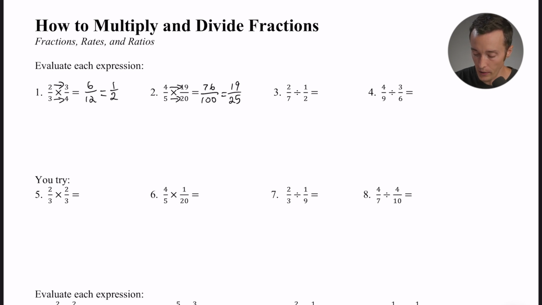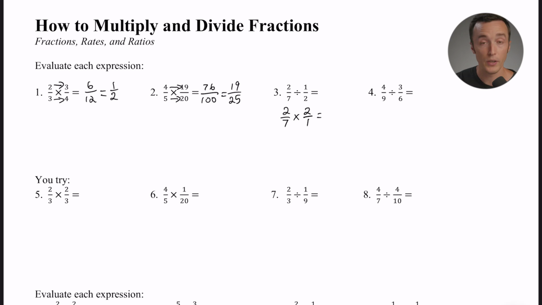I'm going to go below here and rewrite it. So the 2/7 stays the same. We're going to flip the 1/2 and call that 2/1. And then instead of division, we're going to use multiplication. Okay? So when we flip a fraction, the fancy word for that is the reciprocal of the fraction. So you use the reciprocal and multiply.